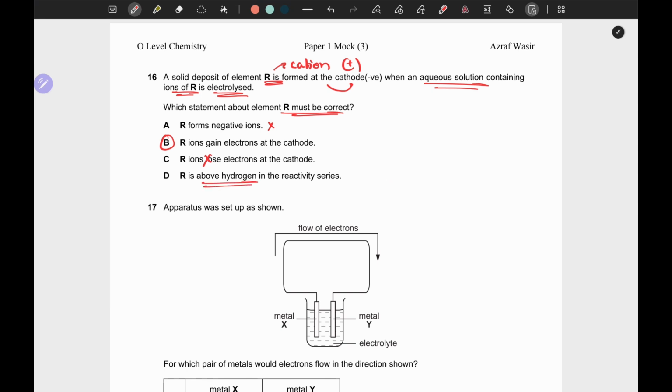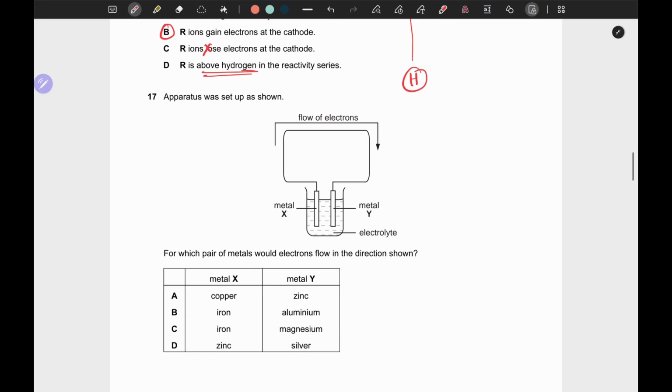If R was above hydrogen in the reactivity series, then R wouldn't have been discharged because it is an aqueous solution. So we also have H plus present. So all the metals that are above hydrogen in the reactivity series will not be discharged. It will be hydrogen that's discharged. So it can't be that R is above hydrogen in the reactivity series.